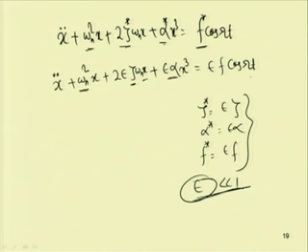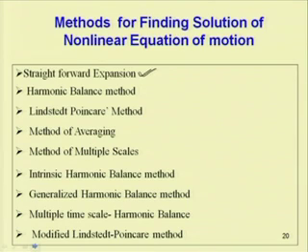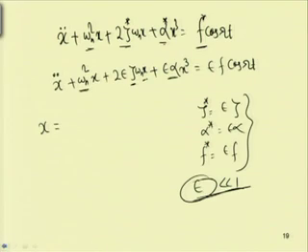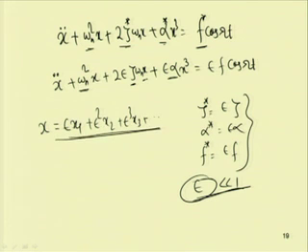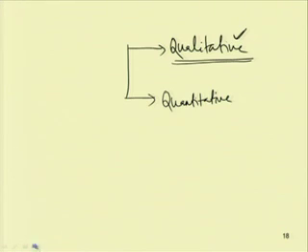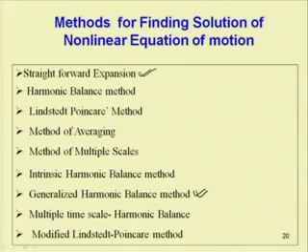to study it quantitatively, one can expand this x in the form of a Fourier series. If one expands x in terms of a Fourier series, then that method is known as the harmonic balance method. Or one can write x equal to epsilon x 1 plus epsilon square x 2 plus epsilon cube x 3 like this, do the straightforward expansion, find x 1, x 2, x 3 and finally find x. That method is the straightforward expansion.